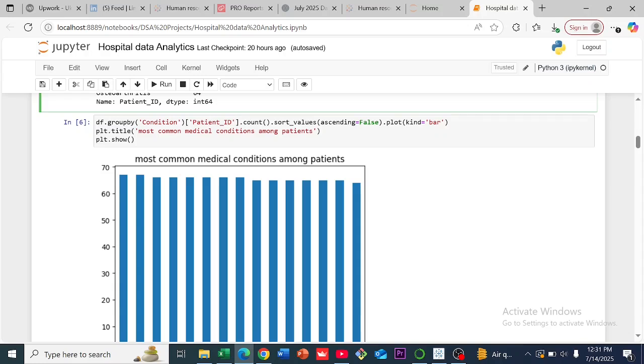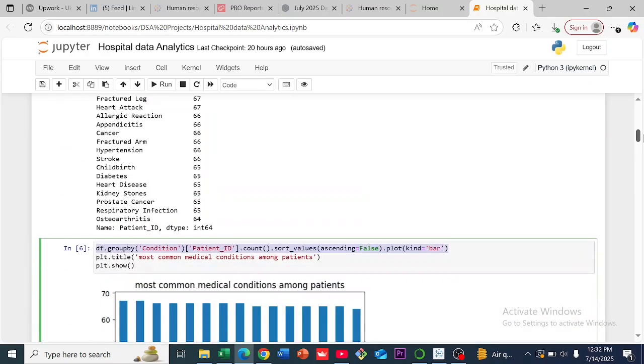Okay, so what will I do? I'll be using the dot group by method. If you take a look, this is the same calculation, or the same code we used to get our answer, right? So all I have to do now is add this dot plot method and specify that I want to create a bar chart. Okay, so dot plot kind equals bar.